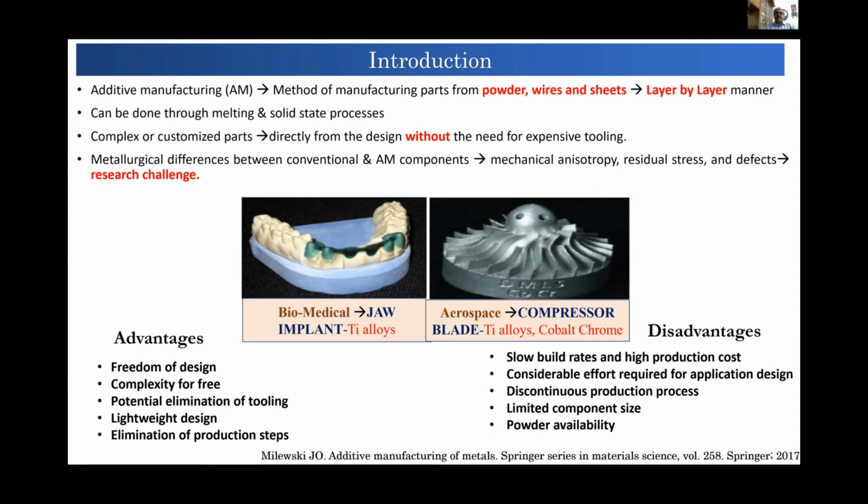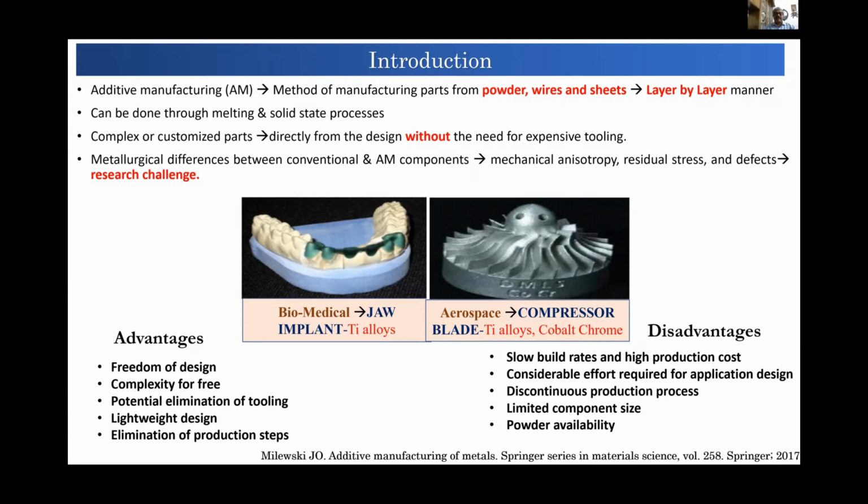So I have shown here two pictures. One is of biomedical implant. This is an area where additive manufacturing is very popular, and this figure shows jaw implant, which is made of titanium alloys. And the other one shows an aerospace component, which is a compressor blade, again made of titanium alloy, or it can also be made with cobalt chrome alloys. So these two sectors are the main subscribers of additive manufacturing concept.